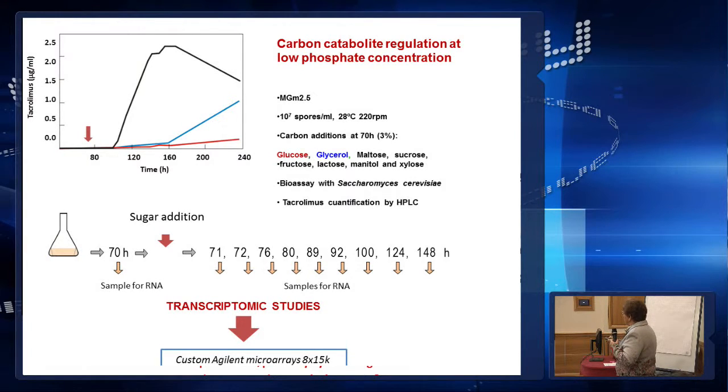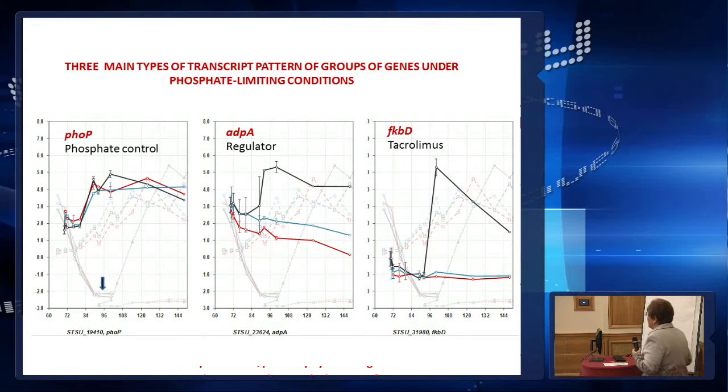Then we decided to make transcriptomic studies. The strains were grown, the sugar was added at 70 hours, and then samples were taken to study expression of all the genes in the genome. This produced a large amount of material, and I will just mention that 3 main patterns of expression have been found. A pattern is that of 4P.